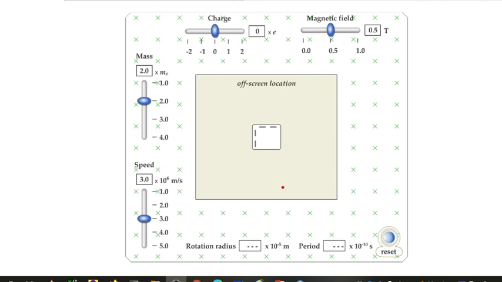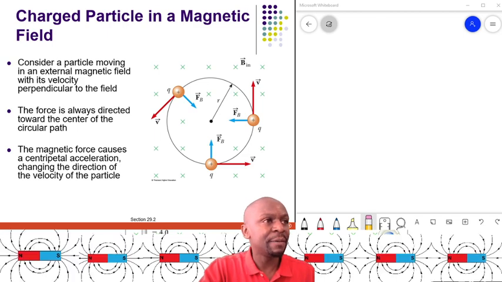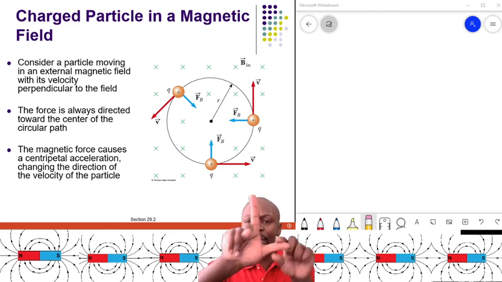Right. I just want to go back to the slides. I am now back to the slides, and I just want to show you that when this particle is here, for example, the particle is going up, the magnetic field is into the board, therefore the magnetic force is just going to be in this direction.